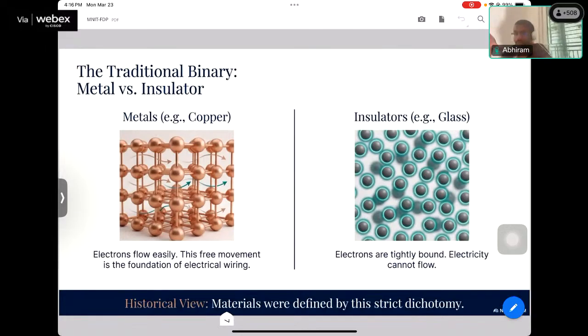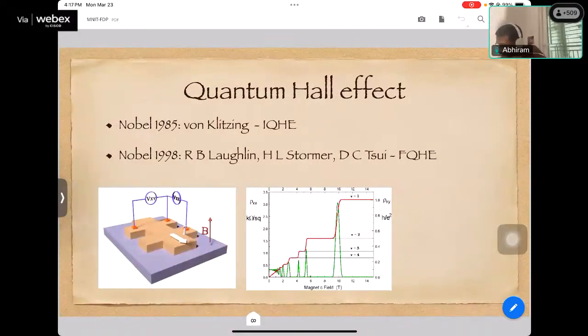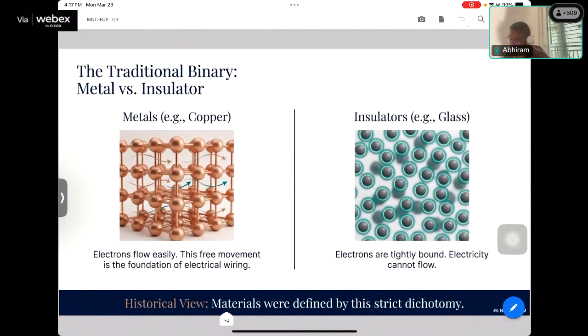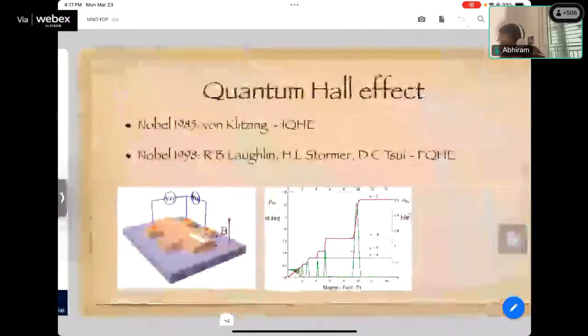These electrons obey this Pauli exclusion principle, and these are fermions, and they are the ones responsible for conduction in metals. In insulators, the electrons are there, but there is no conduction. Okay, so fine. Let us next move on to this effect called quantum Hall effect.